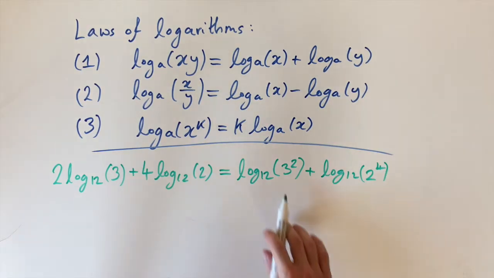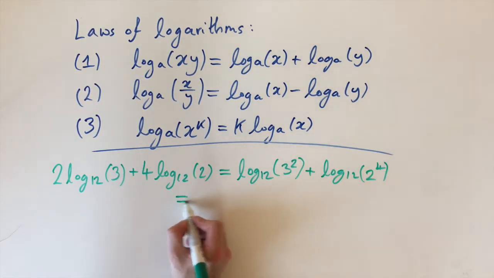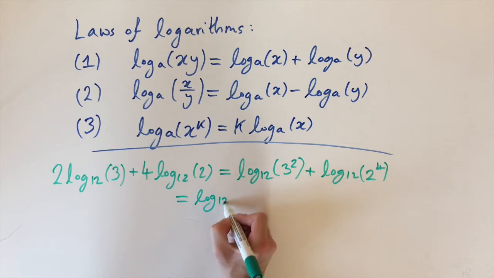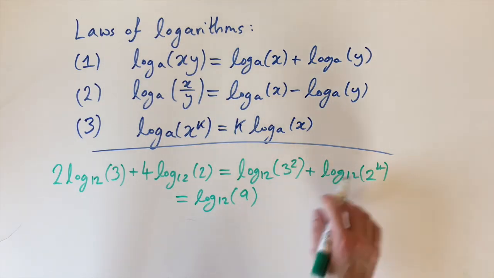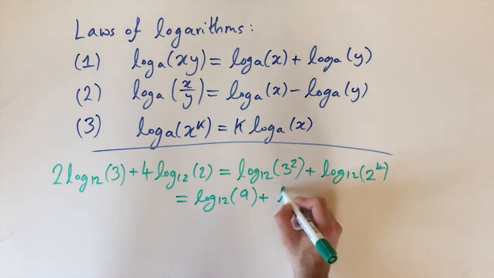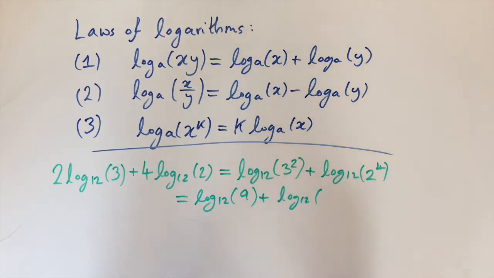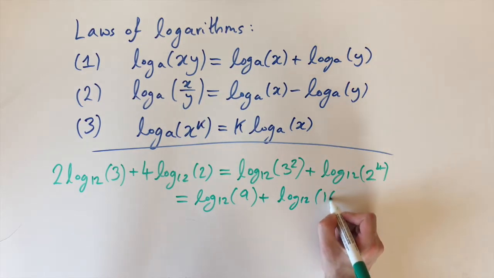So before we move on, let's just simplify these. This is the same log base 12. 3 squared is the same as 9. So I'm not using any laws here, I'm just simplifying these numbers. And then 2 to the power of 4. 2 times 4, that's 8, 16. So 2 to the power of 4 is 16.